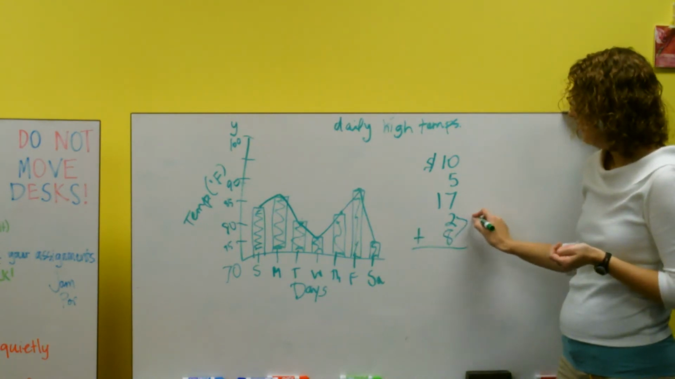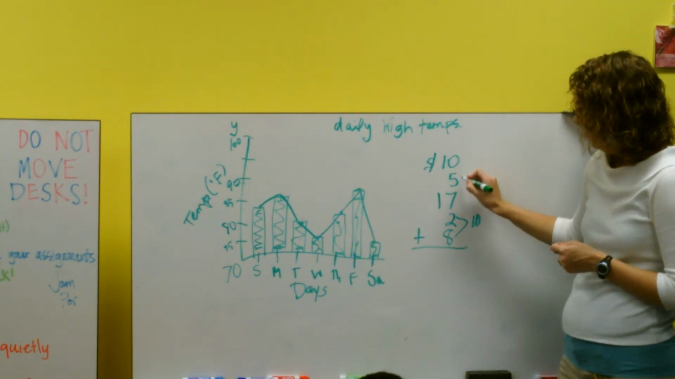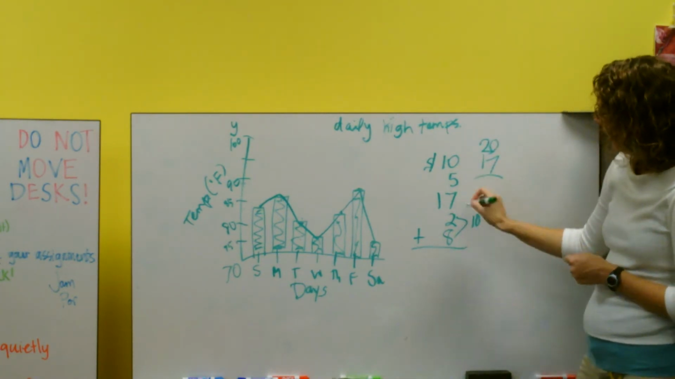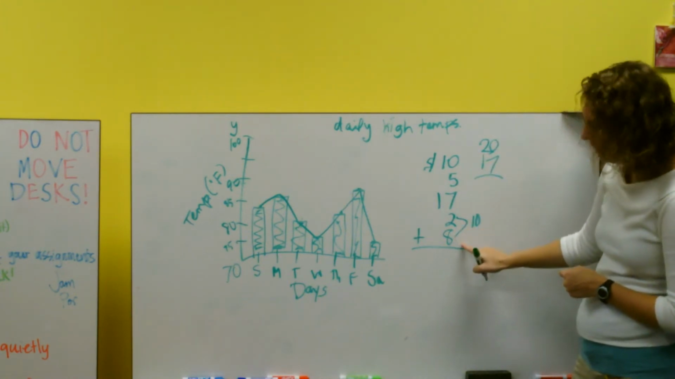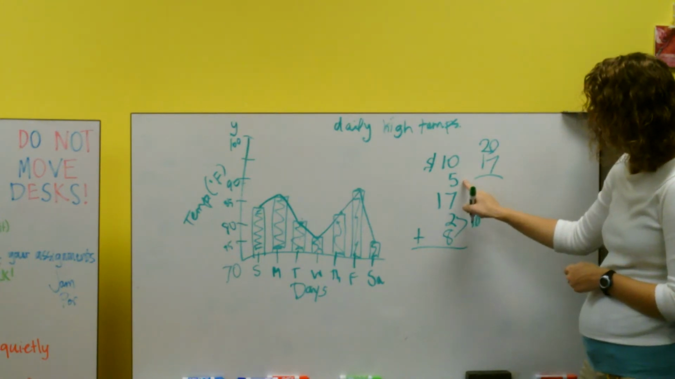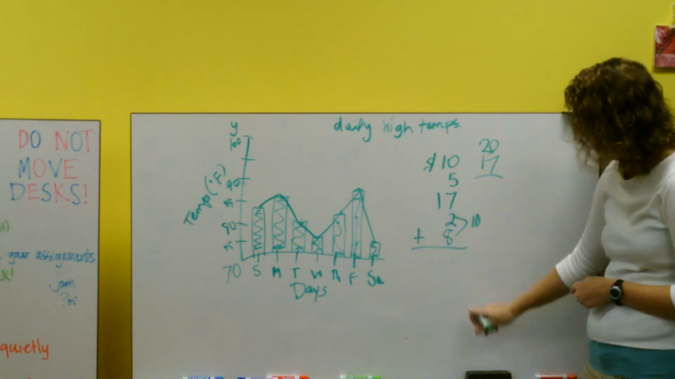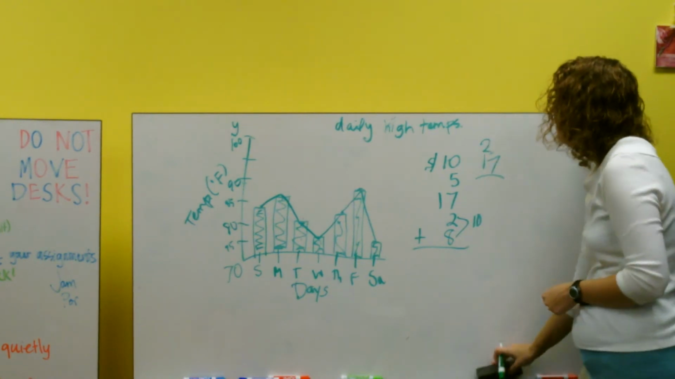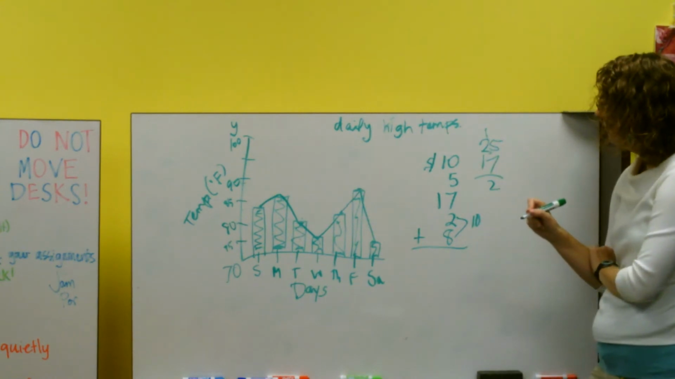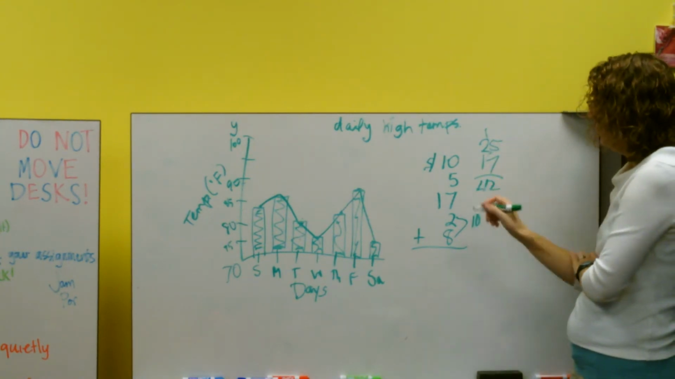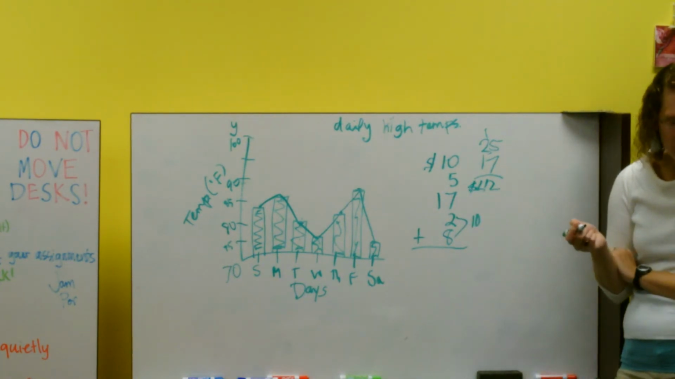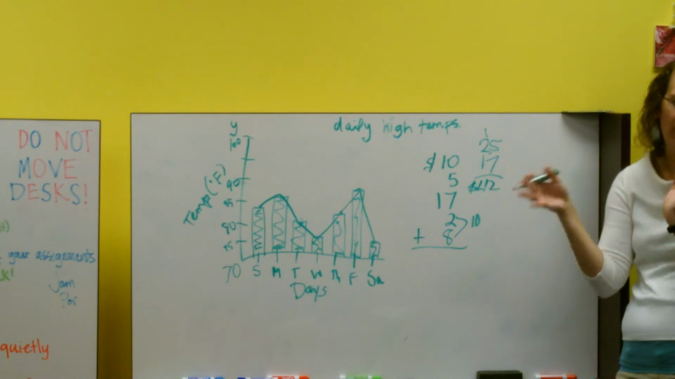Add them up. 10, 12, 15, 20, plus 17. 8 plus 2? 20, 25. 25 plus 17 is what? $42. Right? So we spent $42 on the first set of stuff that we were talking about.